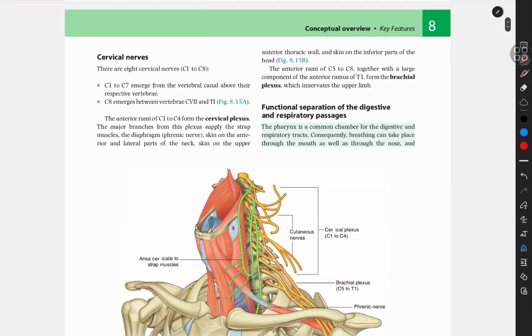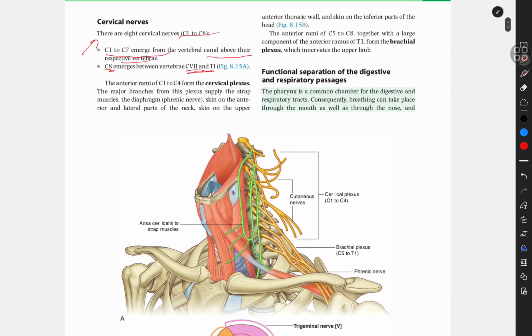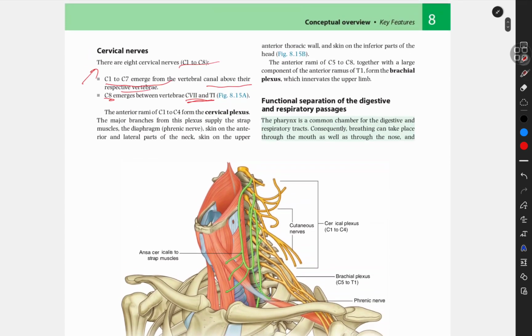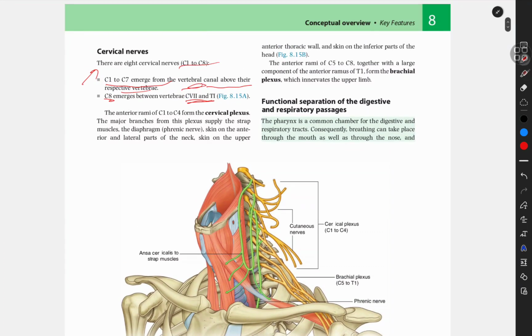Okay, so cervical nerves. There are 8 cervical nerves, C1 to 8. C1 to 7 emerge from the vertebral canal above the respective vertebrae. But there are only 7 vertebrae. Where does the 8th one come from? It emerges between the vertebrae C7 and T1.